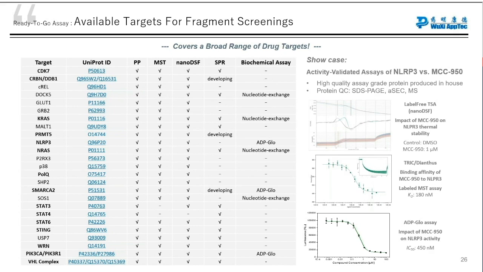Here you can see some of the available ready-to-go targets and available assays, such as E3 ligases like Cereblon-DDB1 and the VHL complex, as well as inflammation targets like NLRP3, and other important drug targets such as KRAS, PIK3CA, and Werner helicase, which are right now very current important drug targets. All of these ready-to-go targets are fragment screening ready as well, since all biophysical assays are already established and the protein is available, and a fragment screening against these targets using our fragment library or any other fragment library can be initiated anytime.